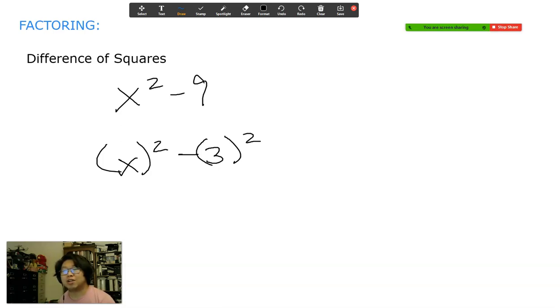So the pattern, guys, is to just take the numbers that are being squared, x and 3, and put them side by side in a plus minus format. Plus the second term, minus the second term. So the first term will always be positive no matter what. You will never have to do anything with that. It's just the second term, you have to flip the sign, and then you got the negative still there as well.